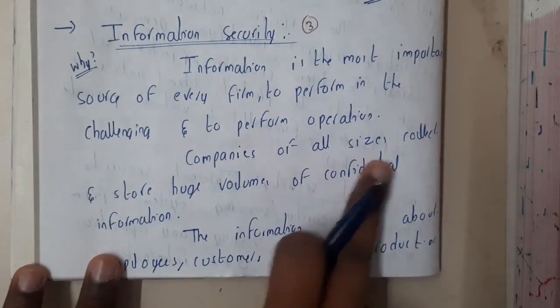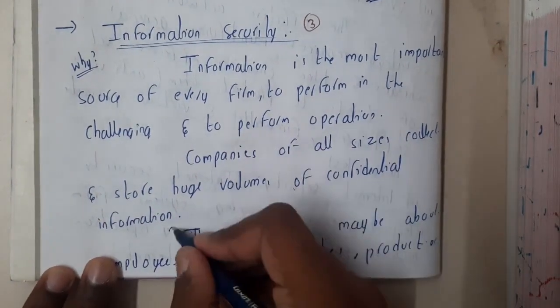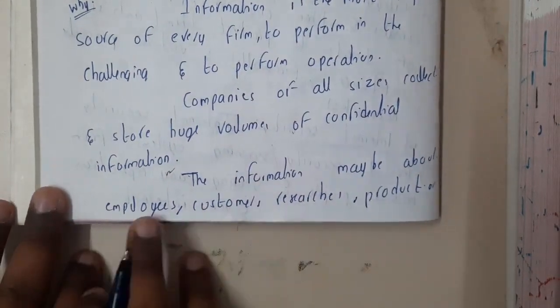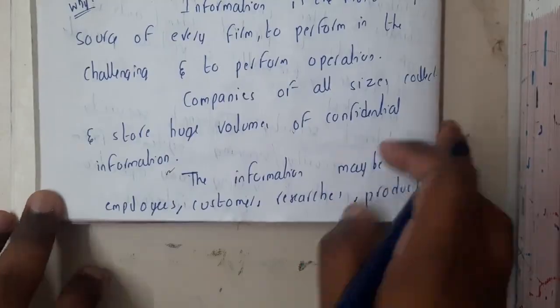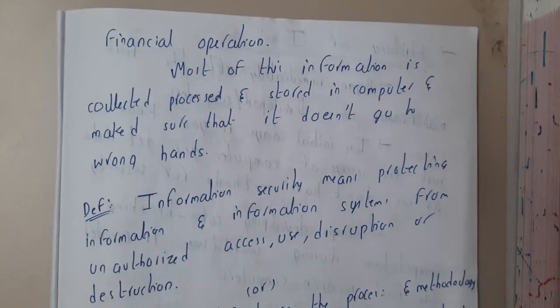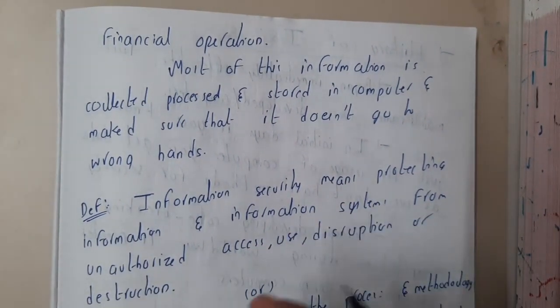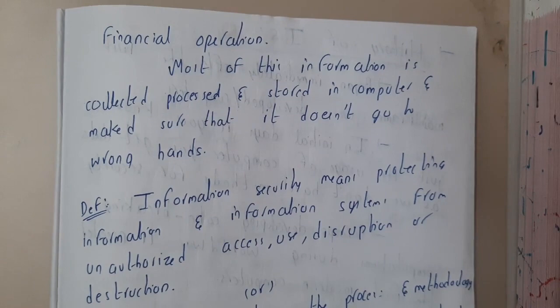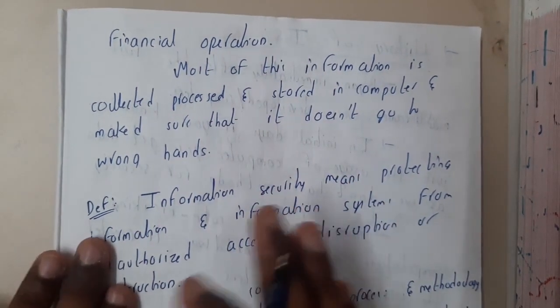Companies of all sizes collect and store huge volumes of confidential information. The information may be employee details, customer details, any kind of research, any kind of products, or any kind of financial operations, right? A few might be storing their own bank transactions and all that money, or any kind of things which are really important or really confidential, right? So any kind of confidential information should be hidden. That's what is written here.